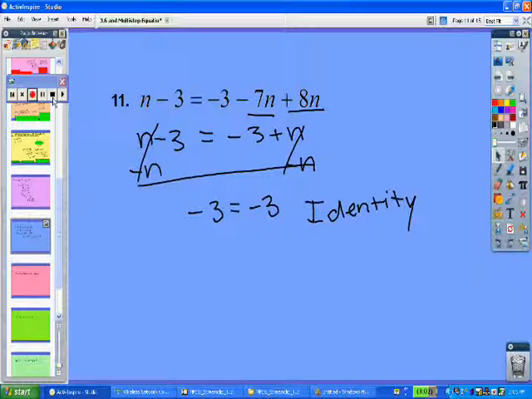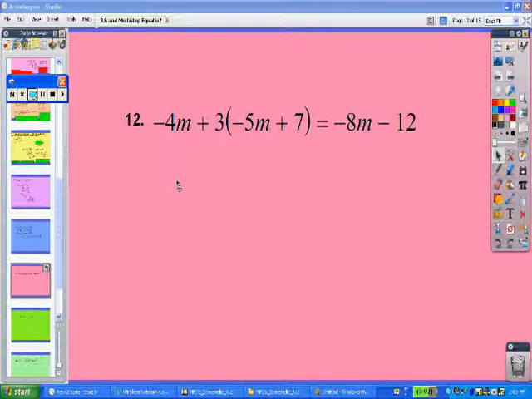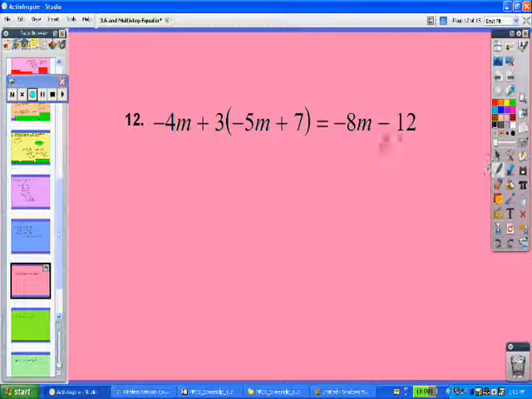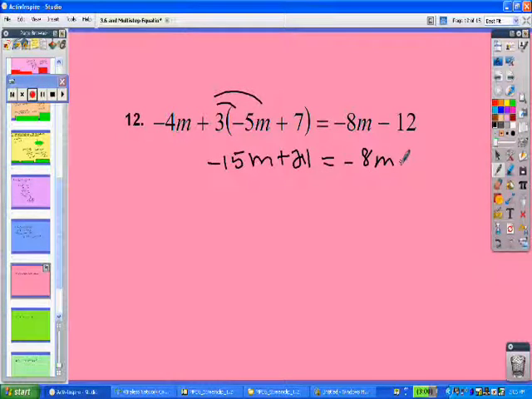Okay, let's try another equation problem. Here's another equation. Go ahead, solve it, and replay when you're ready. This one does have parentheses, so I hope you distributed. So we get negative 15m plus 21 equals negative 8m minus 12, and don't forget that negative 4m in front. Now I have successfully distributed.